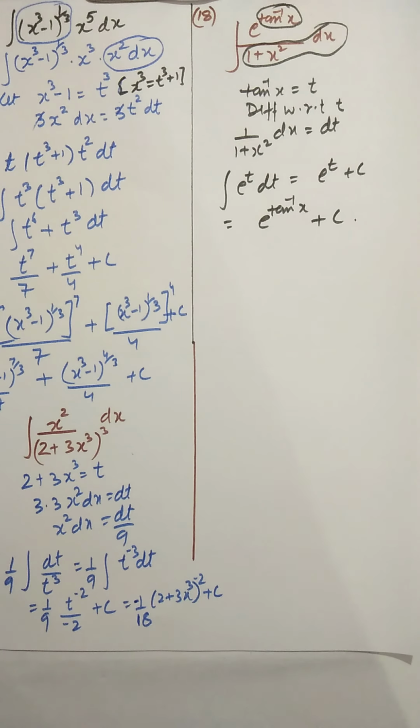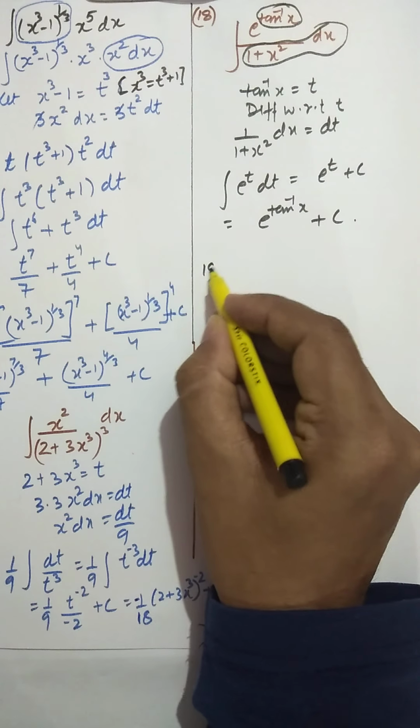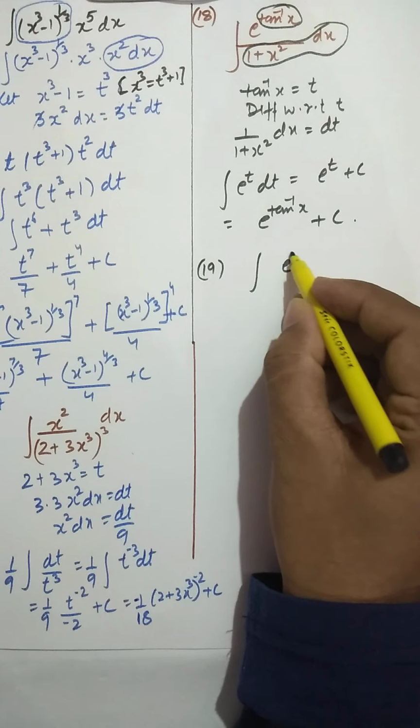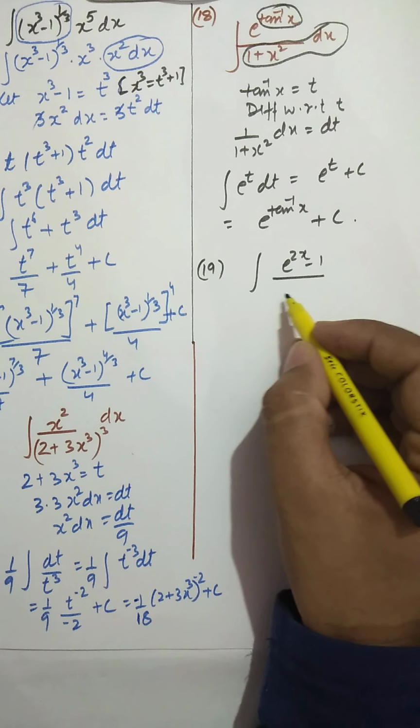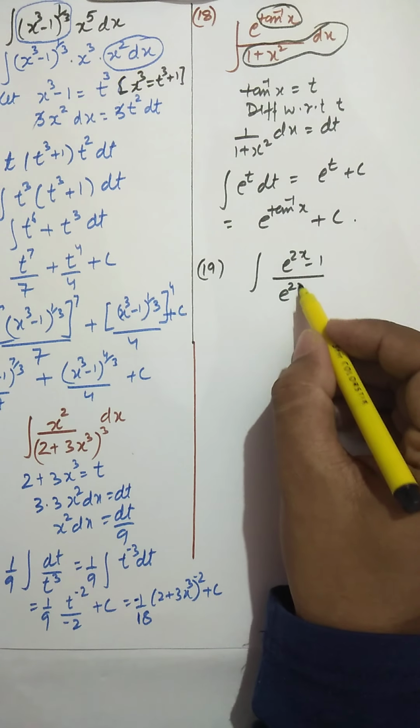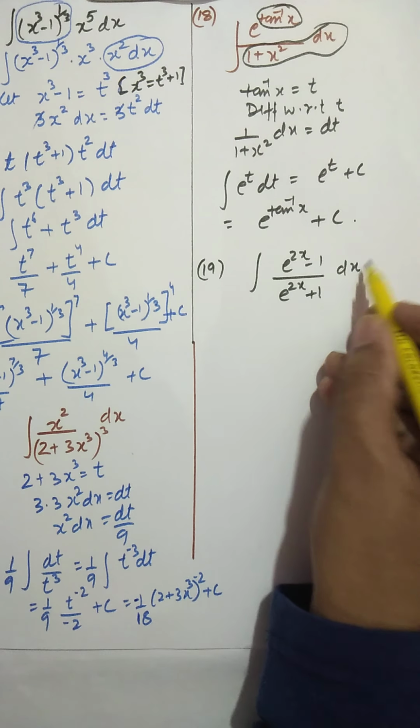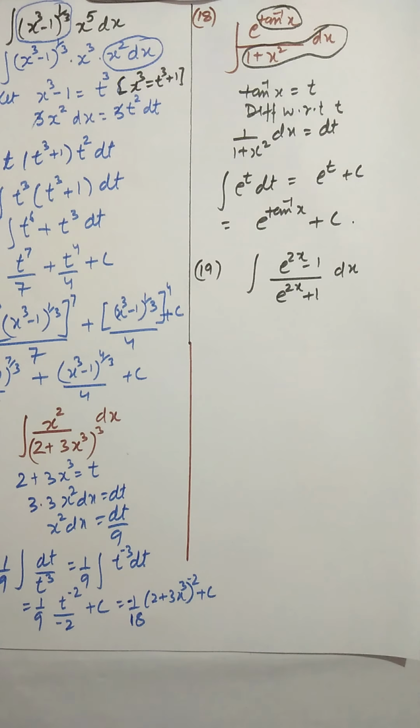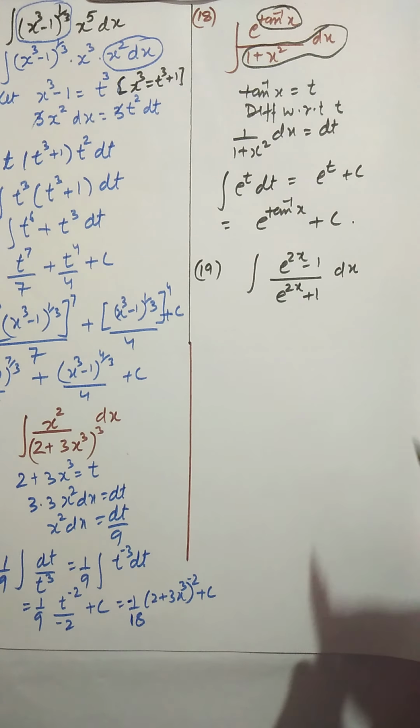Now come to question number 19. This is again a very important question: (e²ˣ − 1)/(e²ˣ + 1). This question was asked in the CBSE final exam. So you better take care of how this question can be solved.